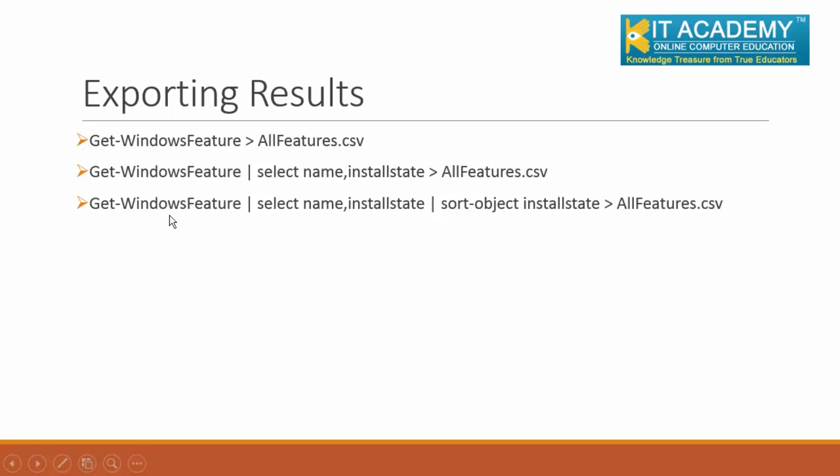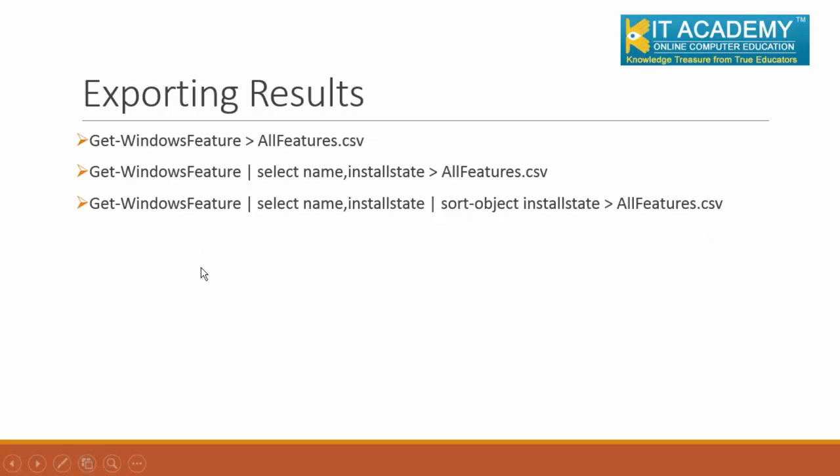In my third command, I'm running almost the same command, but the only thing I'm doing is applying a sort clause. If you wish to sort your information, then you can say Sort-Object and then InstallState. You wish to sort the information based on the install state, so that I should be able to see all the installed features in one set and all the available features in one set, so I can easily identify which features I'm supposed to have that have not yet been installed by me. And this complete output we can redirect to a CSV file.